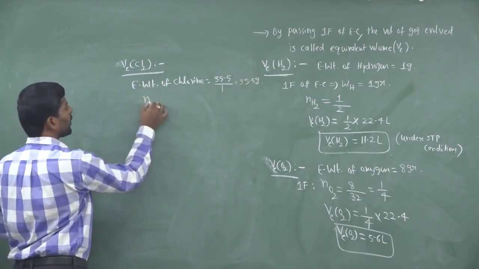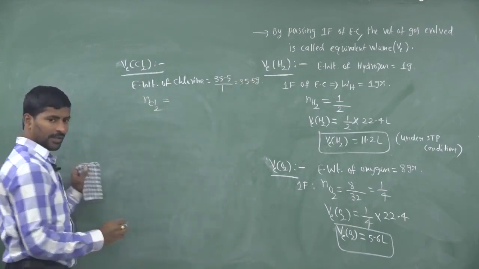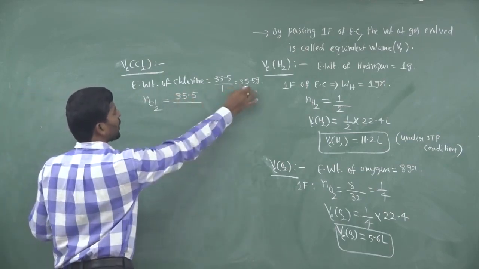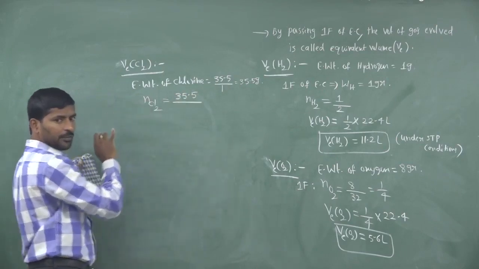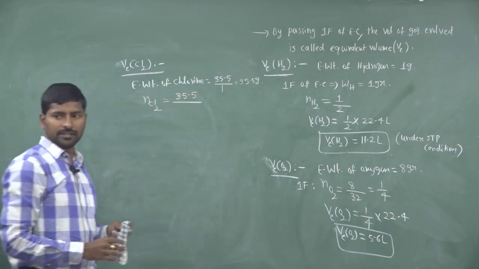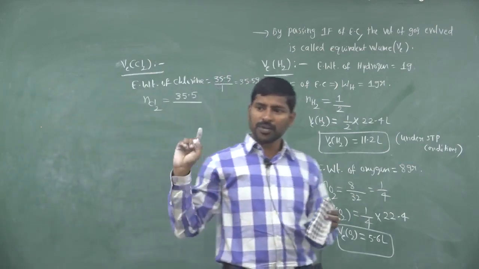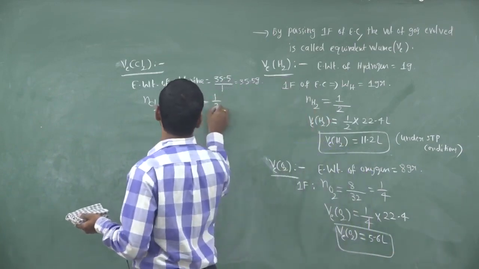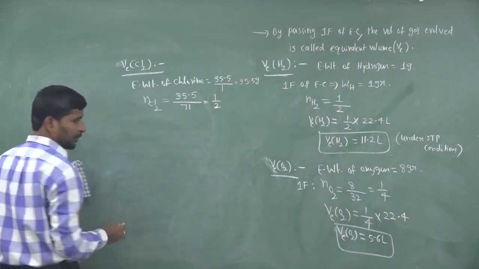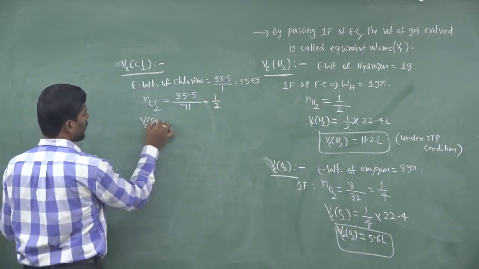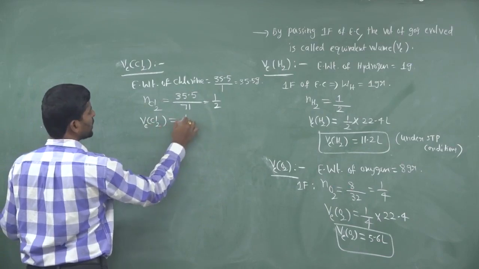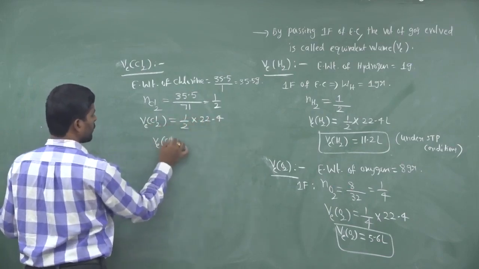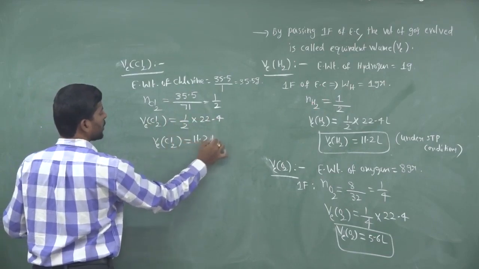So what about the number of moles of chlorine gas evolved? Number of moles is equal to weight by molecular weight. 35.5 by what about the molecular weight of chlorine? Cl2 gas, that is 35.5 plus 35.5, that is 71. So the number of moles of chlorine gas evolved is 1 by 2. So what about the equivalent volume of chlorine under STP conditions? 1 by 2 into 22.4. That means the equivalent volume of chlorine is also 11.2 liters.